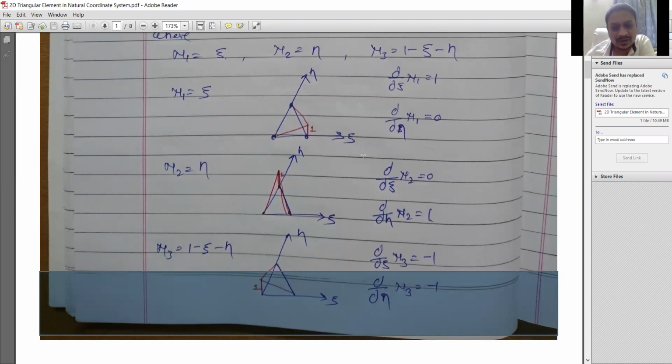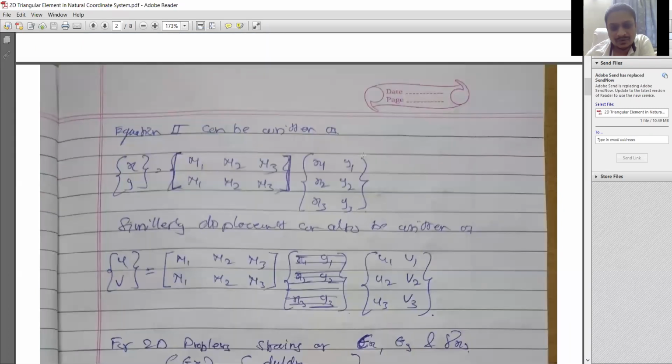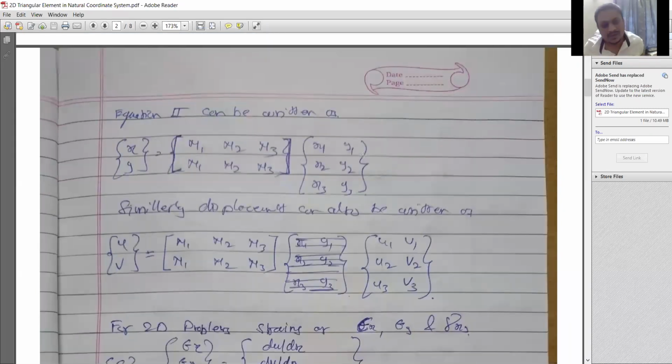So let us try to generate the stiffness matrix for this. Before going for the stiffness matrix, we have to calculate the strain displacement matrix, because it will be required.